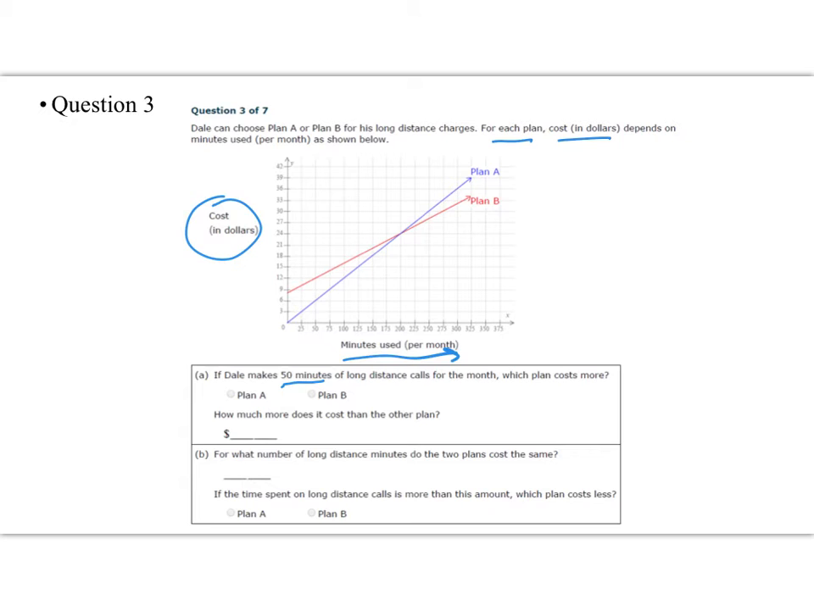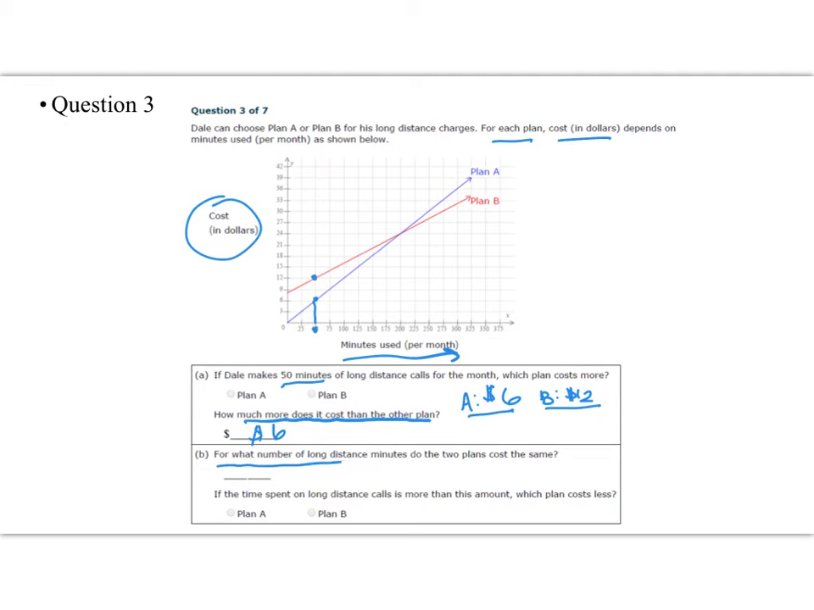So 50 minutes is right here. So I look up, for plan A, it'll be $6, and for plan B, it'll be $12. Now be careful. How much more does it cost? So B is $6 more than A. Okay, so be careful with that.